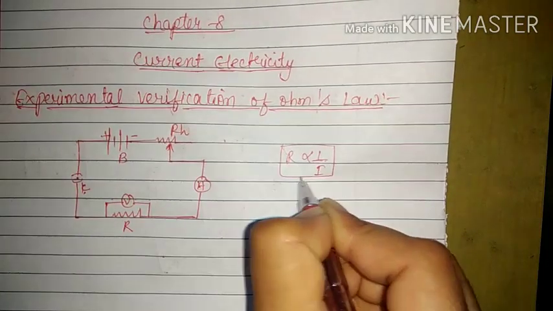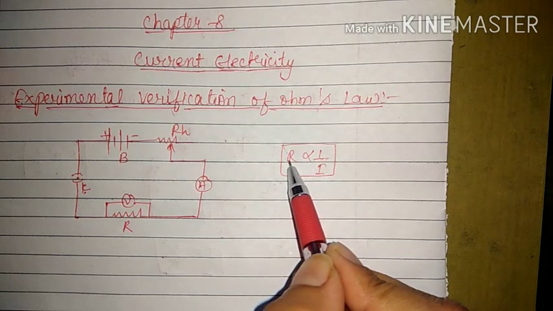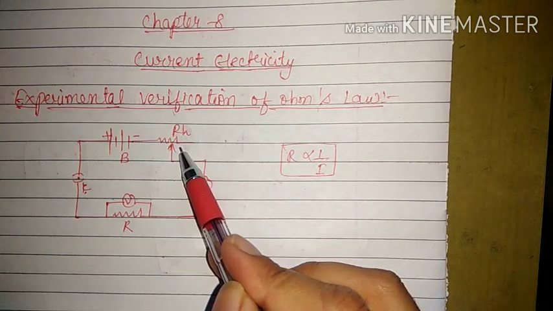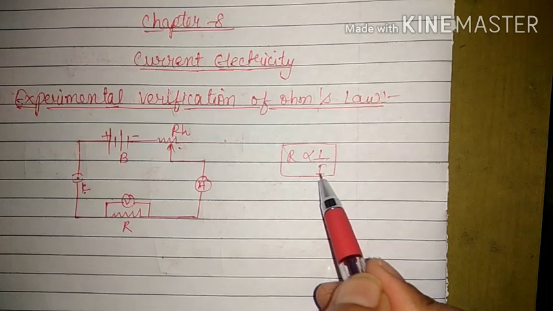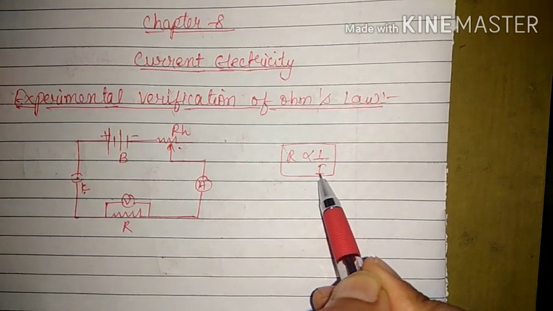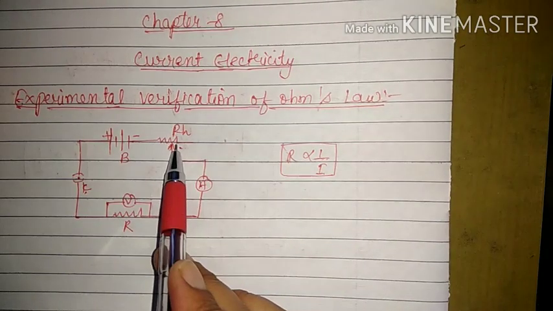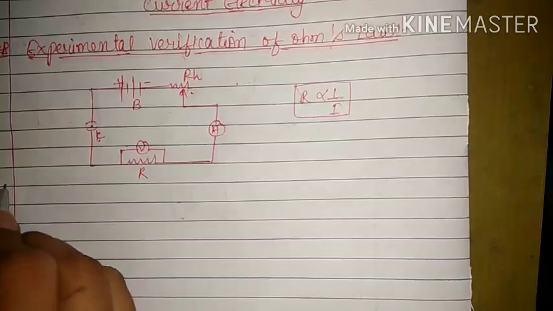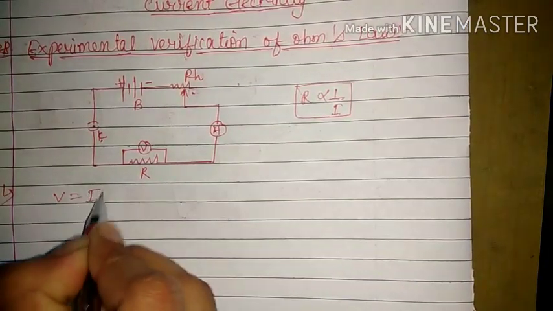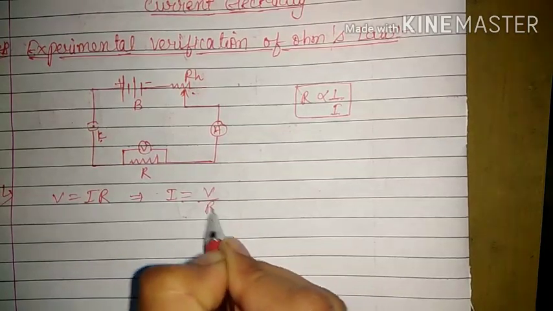That means if we want to increase the amount of current, then we will have to reduce the value of resistance with the help of the rheostat. And if we want to decrease the value of current, then we have to increase the resistance. Actually, V is equal to IR. This we have studied. From here, I is equal to V upon R.